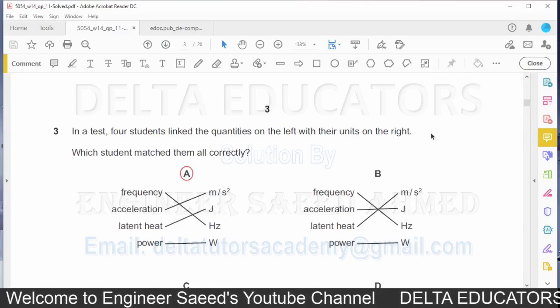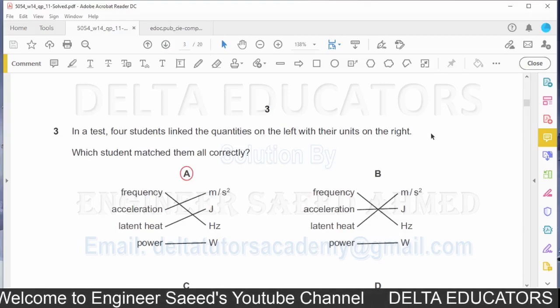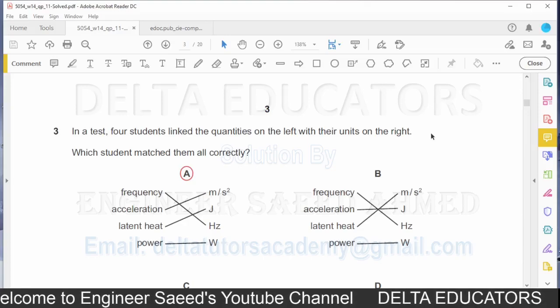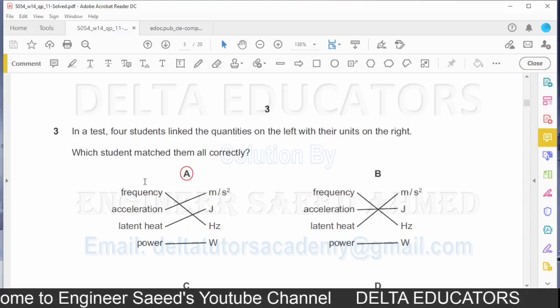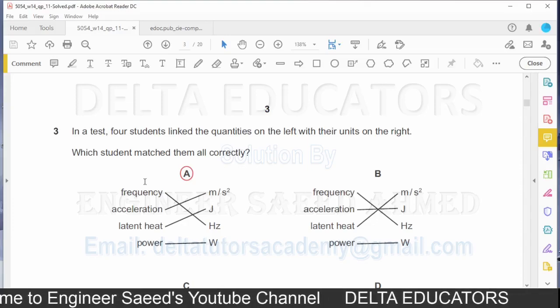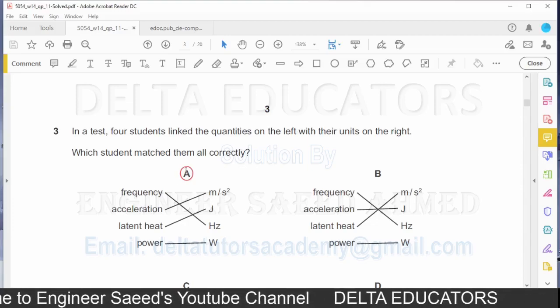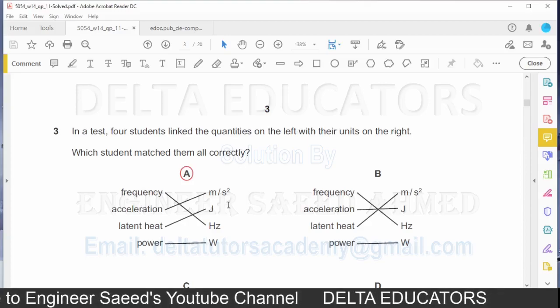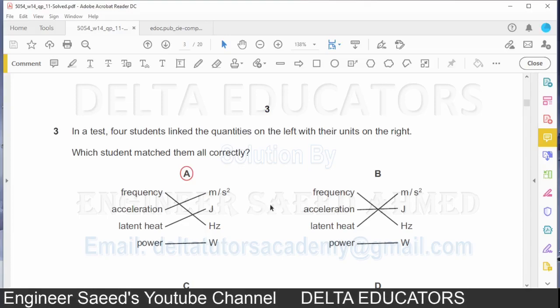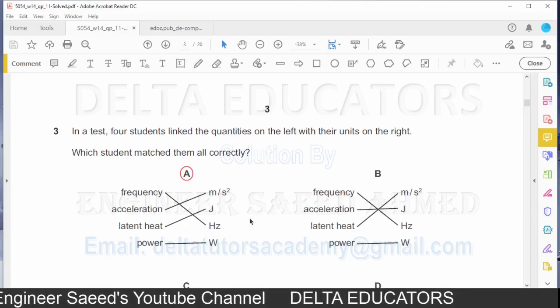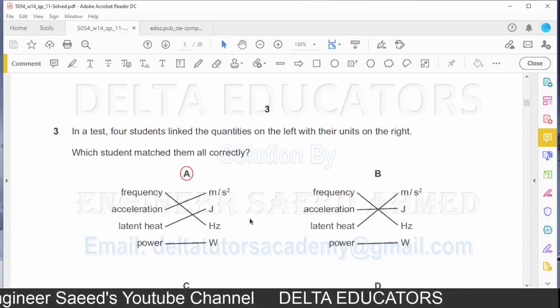Question 3. In a test, 4 students link the quantities on the left with their units on the right. Okay, here on the left hand side we have some physical quantities and on the right hand side we have the units of these physical quantities. We have to match which is the correct one. Okay, first we will check option A.